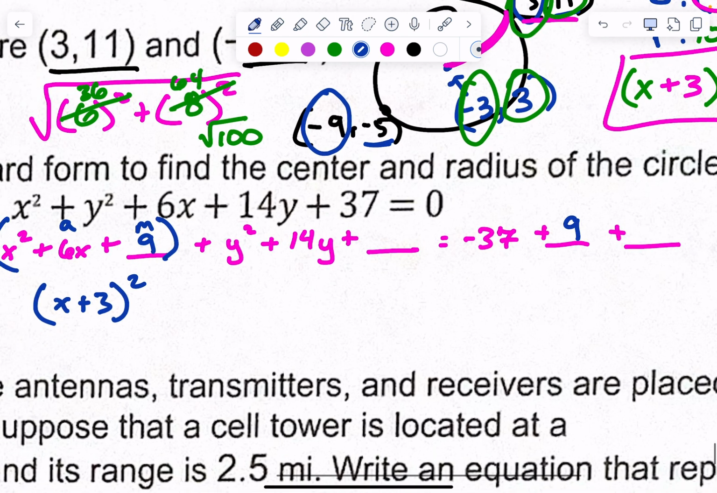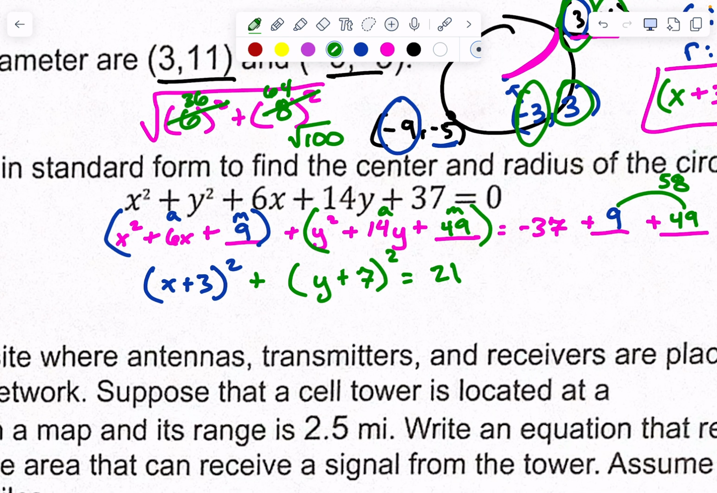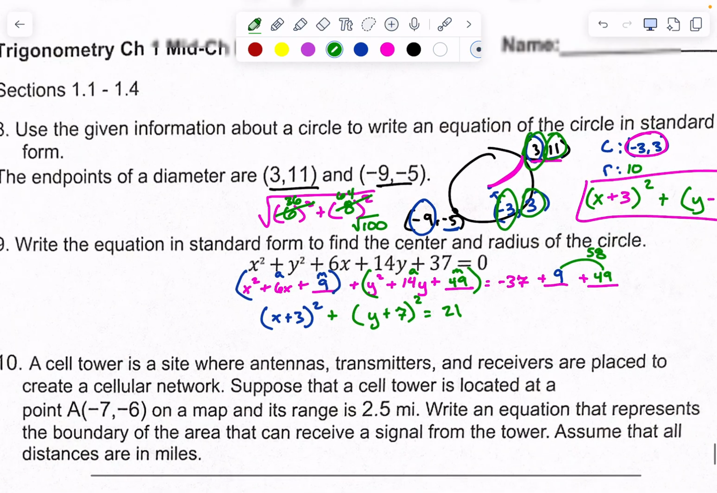Okay, there is that. Plus, now I've got my y's. Multiply to get this, add to get 14. What's that? Y plus 7, and so the blank is 49, and then 49 goes over here as well. So equals 9 and 49 is 58, and 58 minus 37 is 21. Okay, so there is my standard form of the equation of a circle.